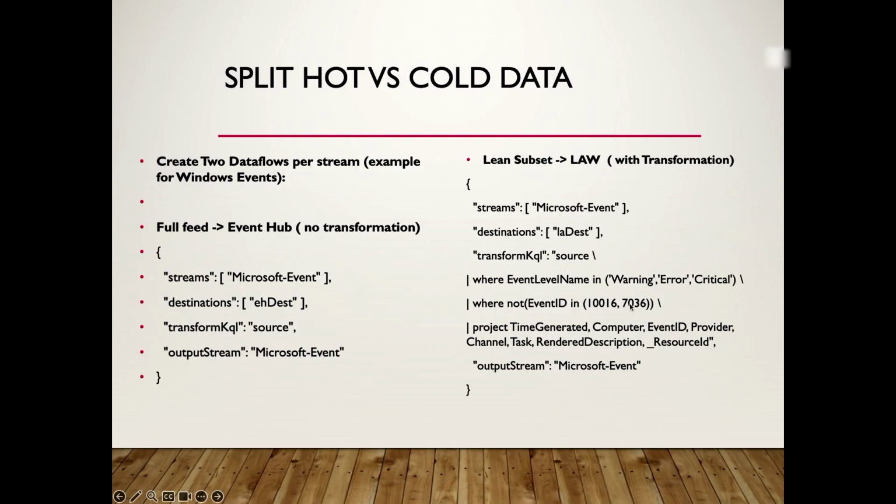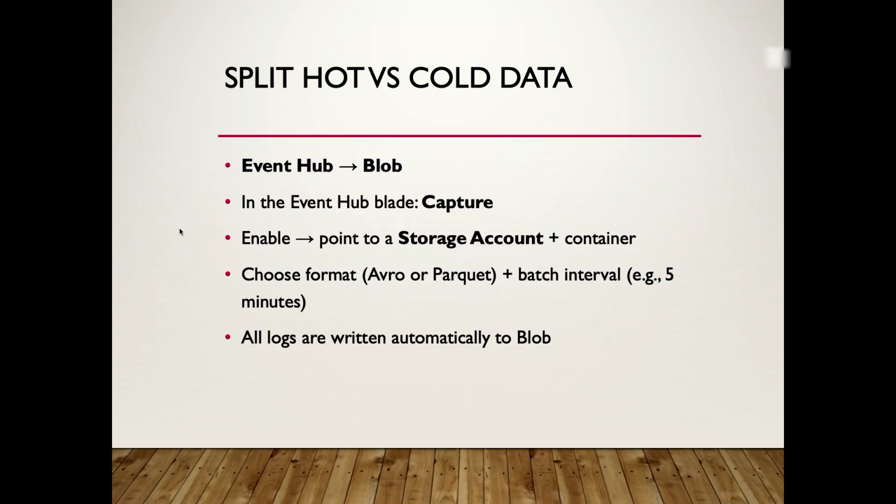116 and 7036. This is where you define, and then you project only the columns that you need. In other words, you don't allow all the columns to go into the Log Analytics workspace. You only select these columns, and these are the ones that you are going to save in the Log Analytics workspace. And the output stream is Microsoft-Event. So this is pretty much how it works.